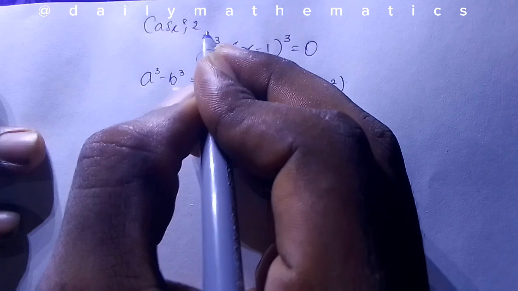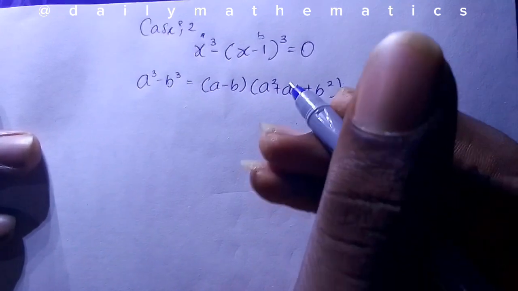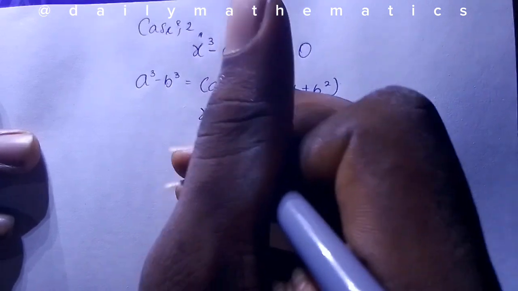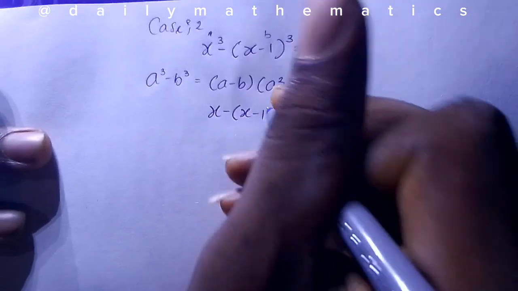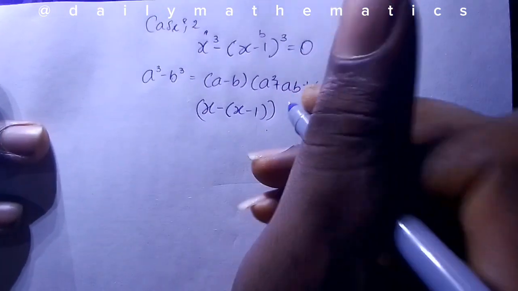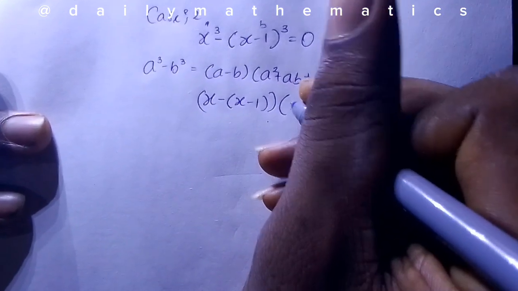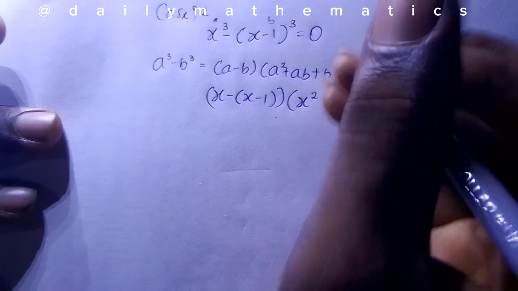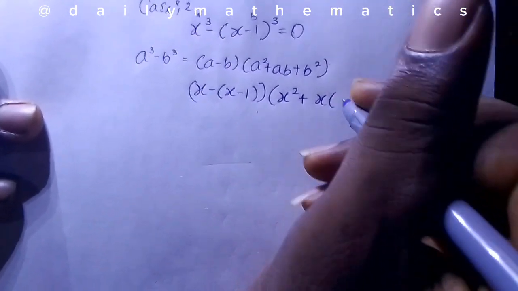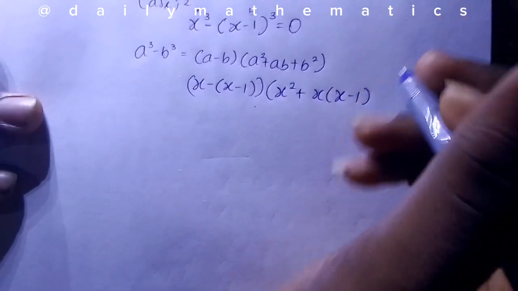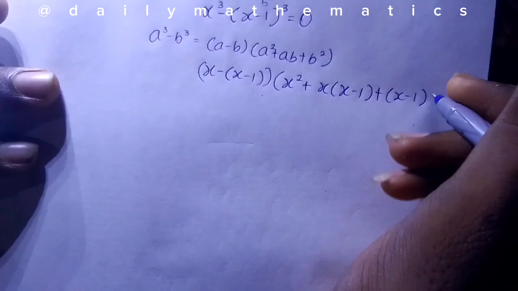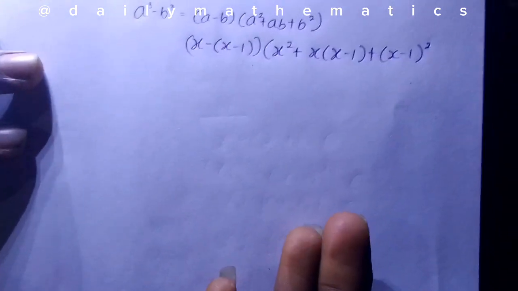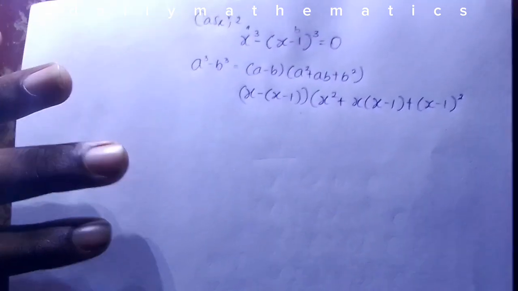So from here we'll do that, this is a and this is b, right? So for here we're going to do (x minus 1) squared, right, plus x multiplied by (x minus 1) plus (x minus 1) squared, right? So that's what it's going to give us here. That's what we're going to have here.